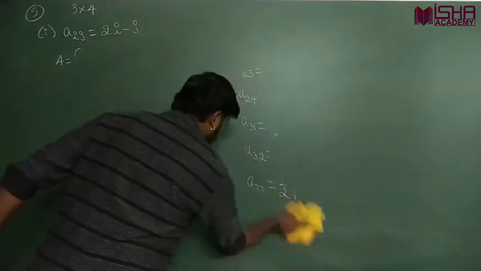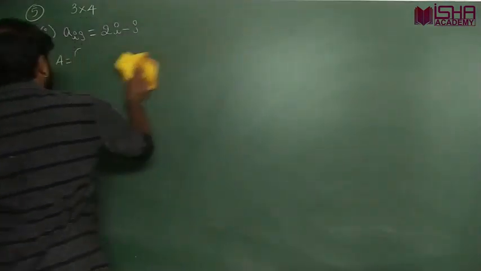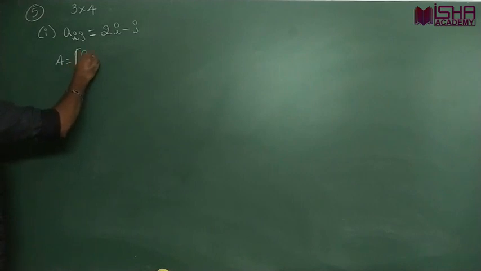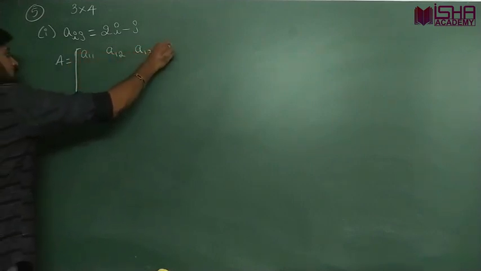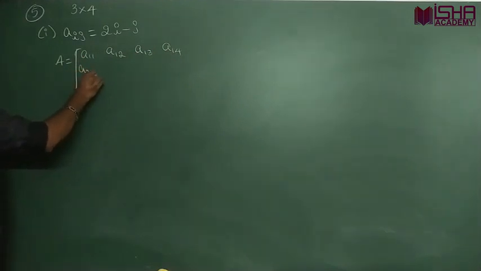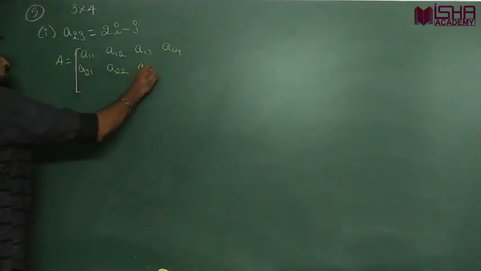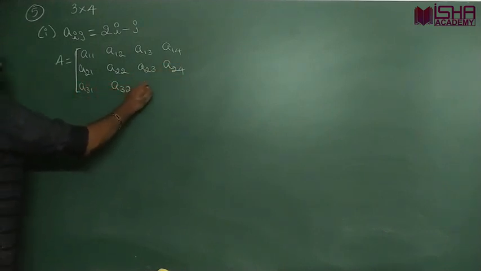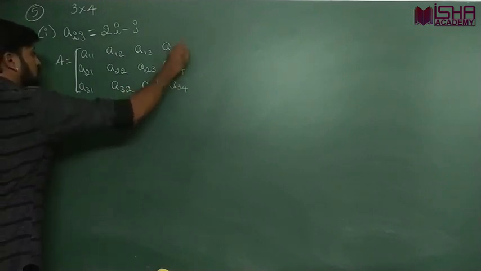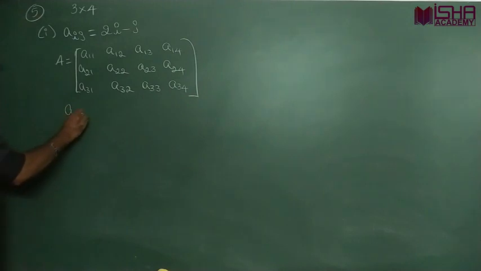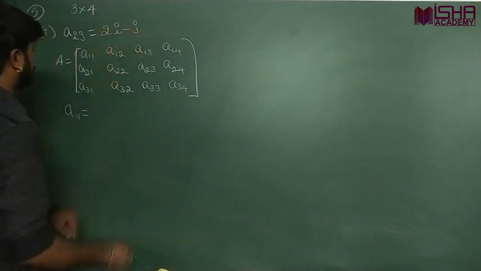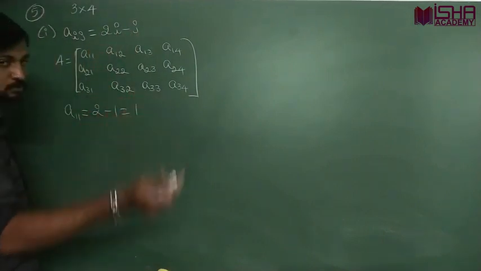Whatever we have worked on in a day, please sit down and write it out and practice it once. Don't be lazy. Practice all the problems which we have worked out. So A11, A12, A13, A14. Similarly A21, A22, A23, A24. And the last row A31, A32, A33 and A34. Tell me A11. So 2i minus j. Put i equals 1 and j equals 1: 2 into 1 is 2 minus 1, which is 1.